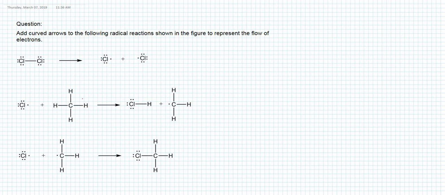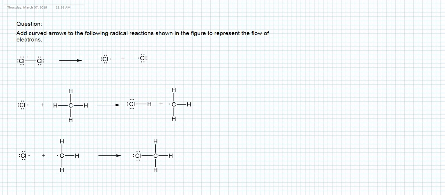Hi, in this tutorial we are going to solve a question related to reaction mechanisms. The question asks, add curved arrows to the following radical reactions shown in the figure to represent the flow of electrons. So the question clearly says that these are all radical reactions. For radical reactions, we have to use half-headed or fishhook arrows to show bond formation or bond breaking process.